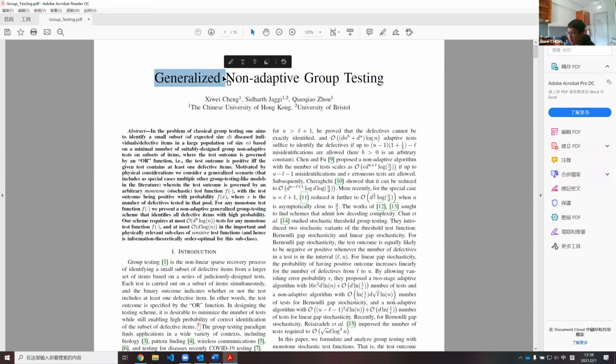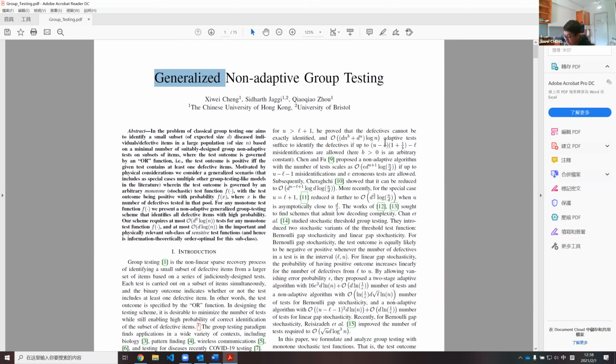Furthermore, we consider generalized group testing. So what does generalized mean? Let's first talk about the classical one. Classical group testing says that if there exists at least one defective item in the test pool, the test outcome would be positive. Otherwise, if all people are non-defective, the outcome would be negative.